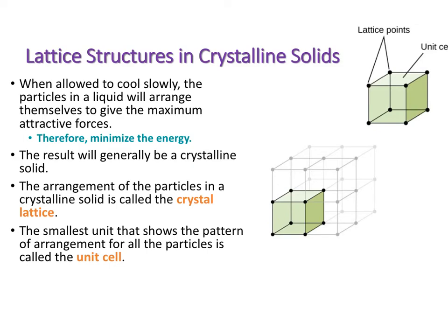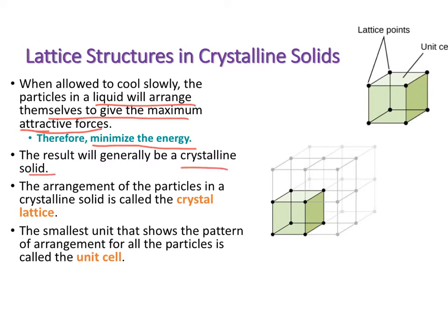So crystalline solids are different because they have a lot of order in the way that they are arranged at the atomic/molecular level. Whenever these are cooled slowly, the particles within this liquid specifically will arrange so that they have the maximum amount of attractive forces between them. Overall, this minimizes the energy, and what you end up getting is a crystalline solid.